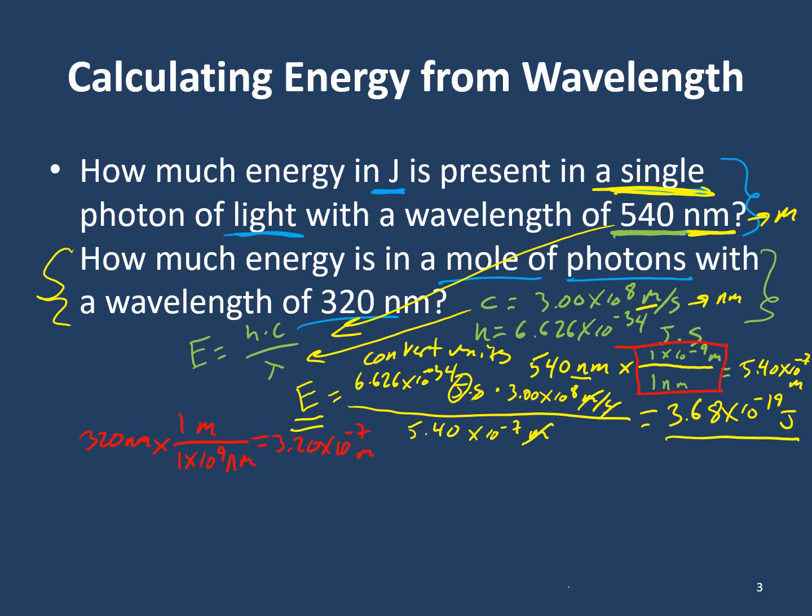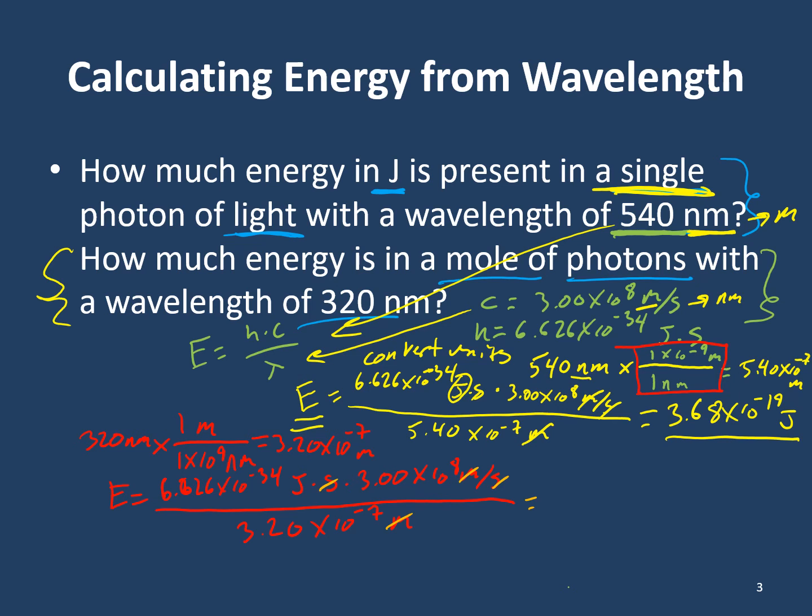And so I know that E is equal to, again, 6.626 times 10 to the negative 34 joules times seconds times 3.00 times 10 to the 8 meters per second, all divided by now 3.20 times 10 to the negative 7, because I'm at a different wavelength. And again, my meters cancel, my seconds cancel. I'm going to be left with joules. I should know that the energy I get here is going to be larger because my wavelength is smaller. And that's what I see when I do the calculation.